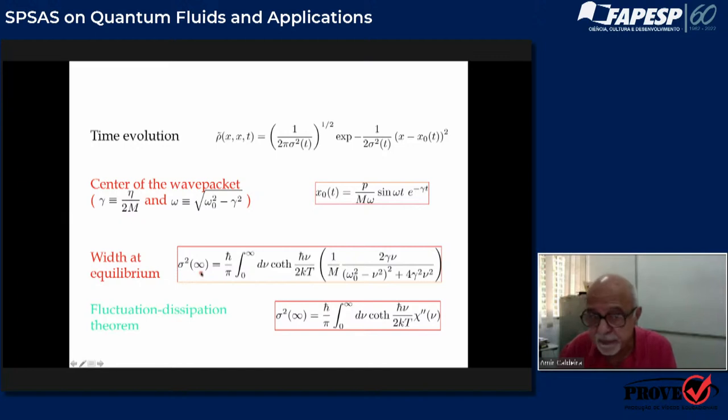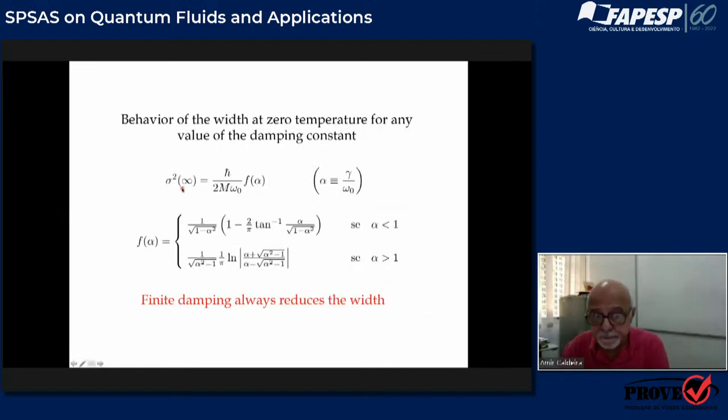And the width at equilibrium is something like this. And that turns out to be h bar over 2kT times the imaginary part of the response function of a damped oscillator. And that's nothing but the fluctuation dissipation theorem. So I can take this Gaussian, evolve it in time, and then it will follow the classical path, and the width in the equilibrium will be given by the fluctuation dissipation theorem. So that's great. And so we can always write this width in the equilibrium as h bar over 2m omega naught, which is the scale of the width of the minimum uncertainty wave packet, times this dimensionless function, and this dimensionless factor is gamma divided by omega naught.